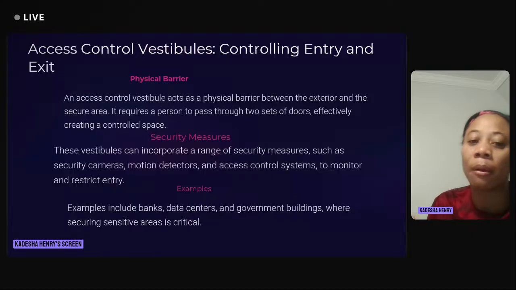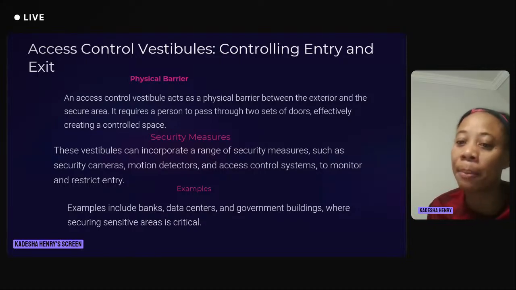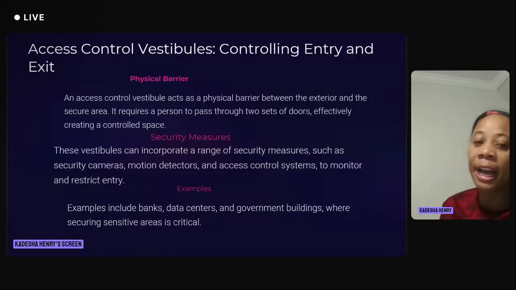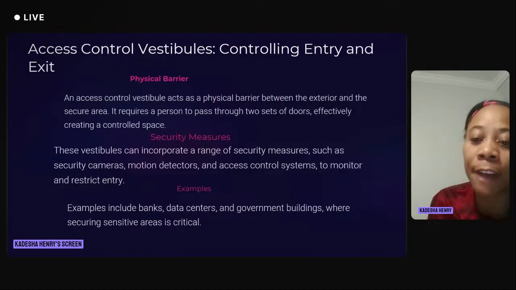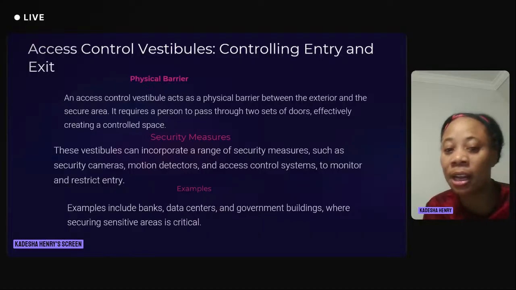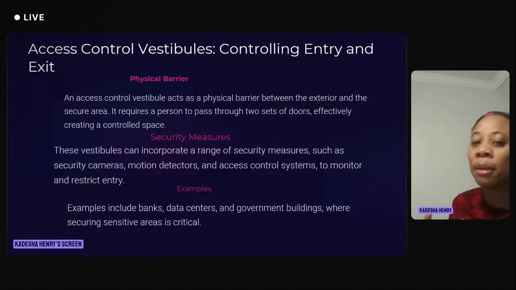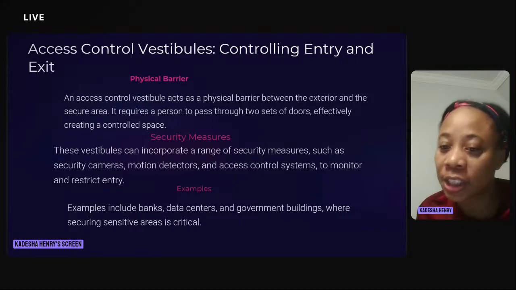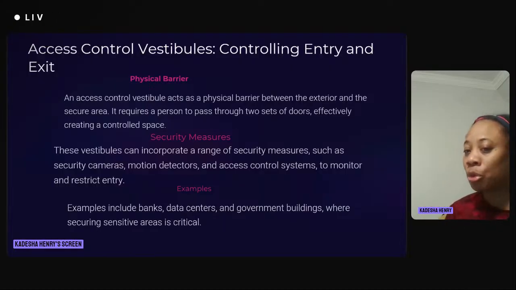So when we talk about physical barriers in access control, a vestibule acts as a physical barrier between the exterior and the secure area, and it requires a person to pass through two sets of doors, effectively creating a control space. I believe sometimes if you go to the bank, the banking system probably has that kind of physical barrier that we're talking about. It's an access control vestibule, right?